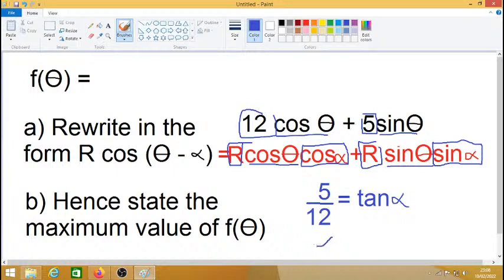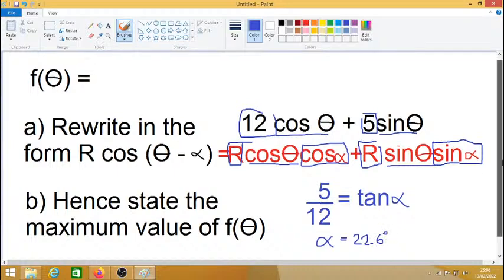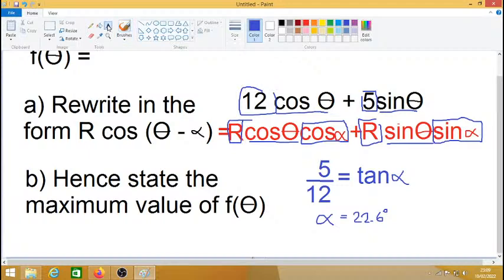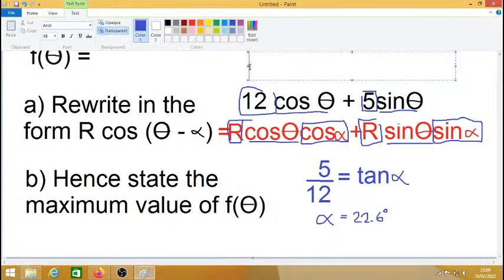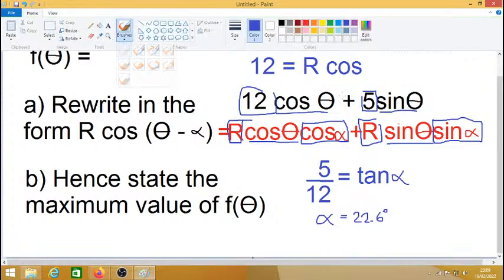what alpha is. Alpha is equal to 22.6. And then to get what r is, we can put it back into any of those two equations that we had. We had, for the first, on the left-hand side, 12 is equal to r cos alpha. Well, we know what alpha is now. So we can put the alpha into there and say cos 22.6. Just rearrange that for r.